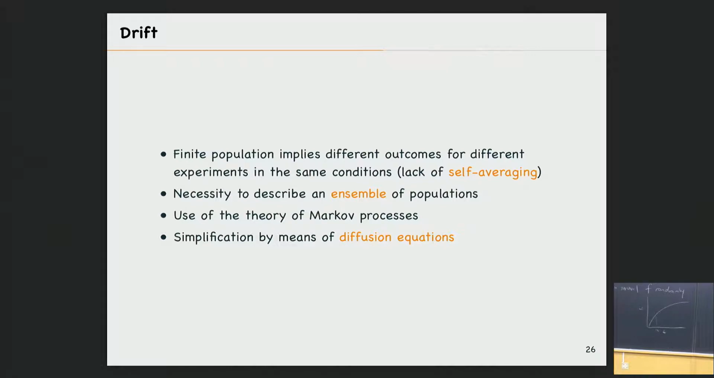For the people who work in statistical physics, this is called lack of self-averaging. So necessarily you have to describe an ensemble of populations. And we can use the theory of Markov processes, and the way of simplifying the math is using a diffusion equation. This is what I'm going to discuss next time.